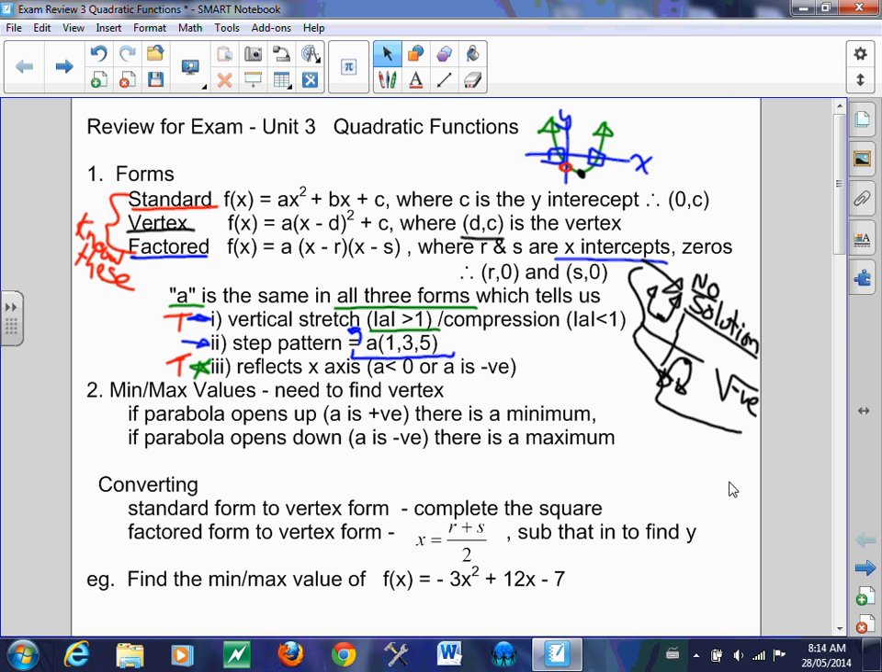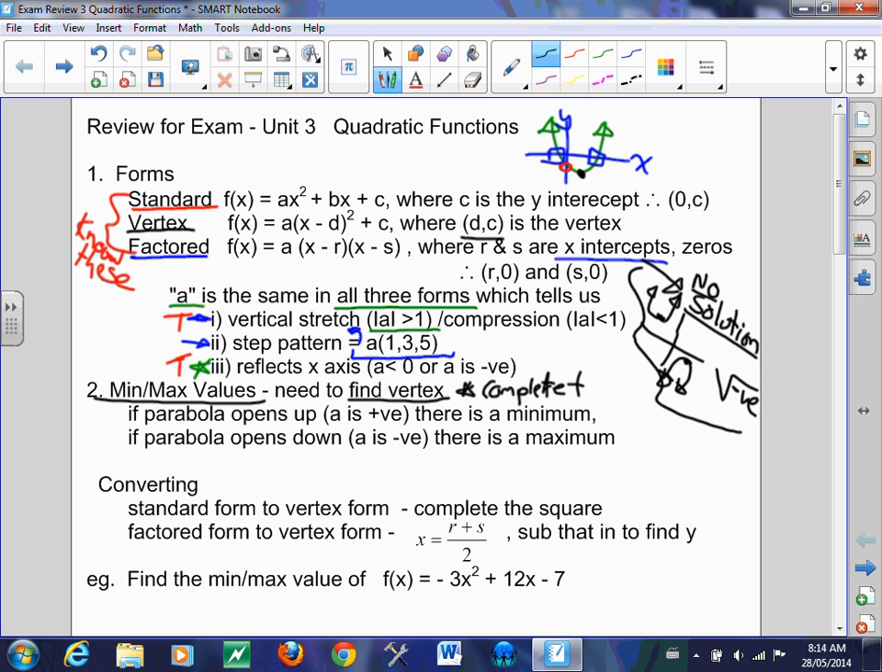All right, moving on. Number 2, min and max values. In order to get the min and max values, you need to find the vertex. In many cases, if vertex form isn't given, you are going to complete the square. If the parabola opens up, that means a is positive. There is a minimum. It looks like this, so a minimum value. And if the parabola opens down, or a is negative, that means we've got a maximum.